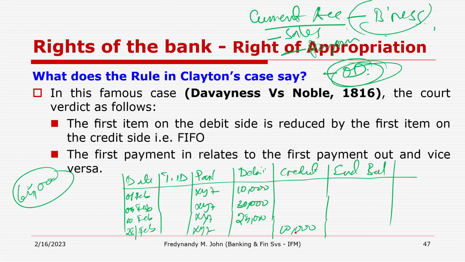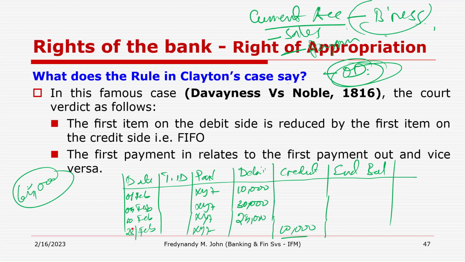Now look at this figure. 10,000 resembles a certain figure on this side, on the debit side, which is the debt incurred on the 1st of February. So impliedly, XYZ intended to get rid of the first debt. Now, what if it wasn't 10,000?